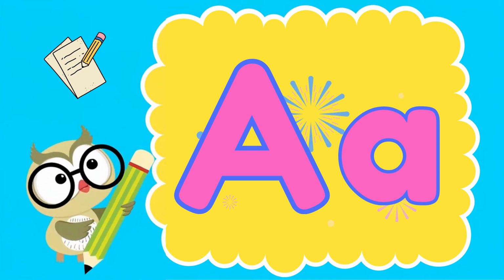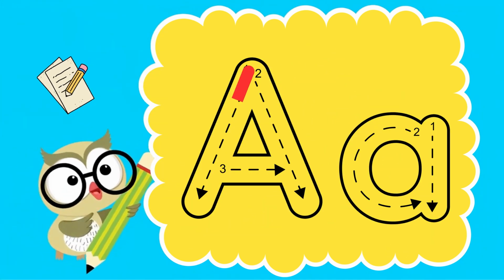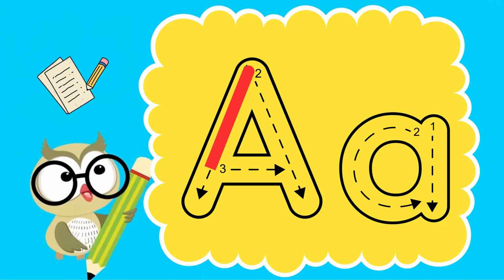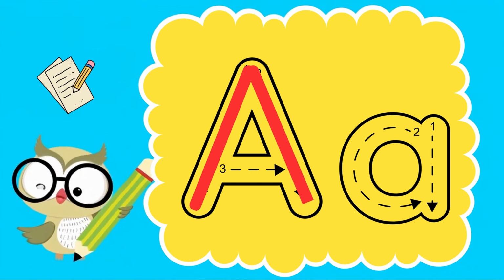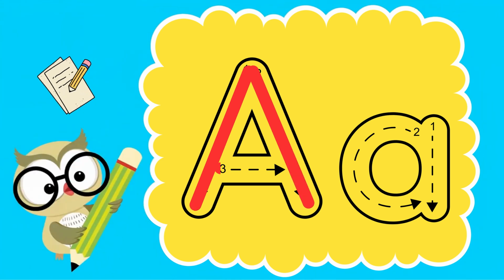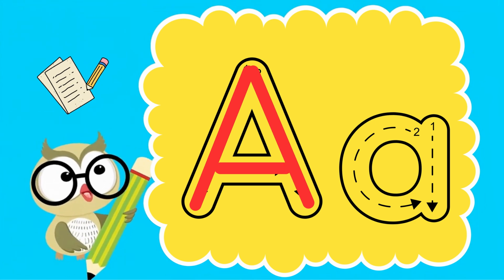Let's write the letter A. Uppercase A starts at the top. Slide down to the left. Go back to the top. Slide down to the right. And then draw a line across in the middle. And that's uppercase A.